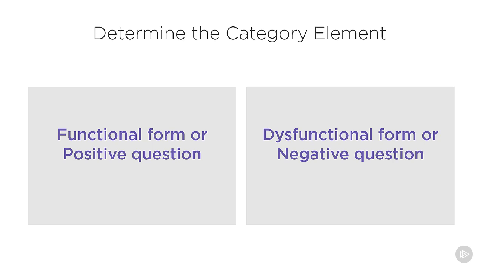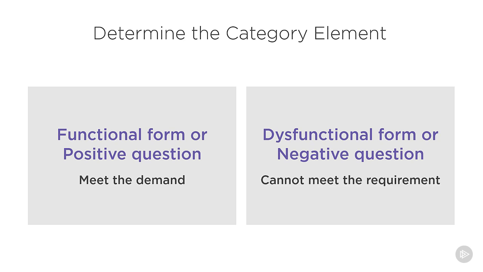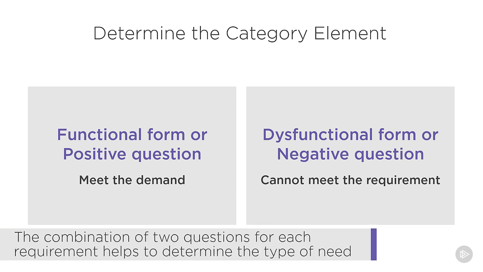To conclude, you need to ask your customers two questions about each requirement. The first question is to determine how the customer feels if you can meet the demand. And the second question is to determine what the customer thinks if you cannot meet the requirement. Note that the negative question in the Kano questionnaire serves as a consistency check. The combination of two questions for each requirement helps to determine the type of need.